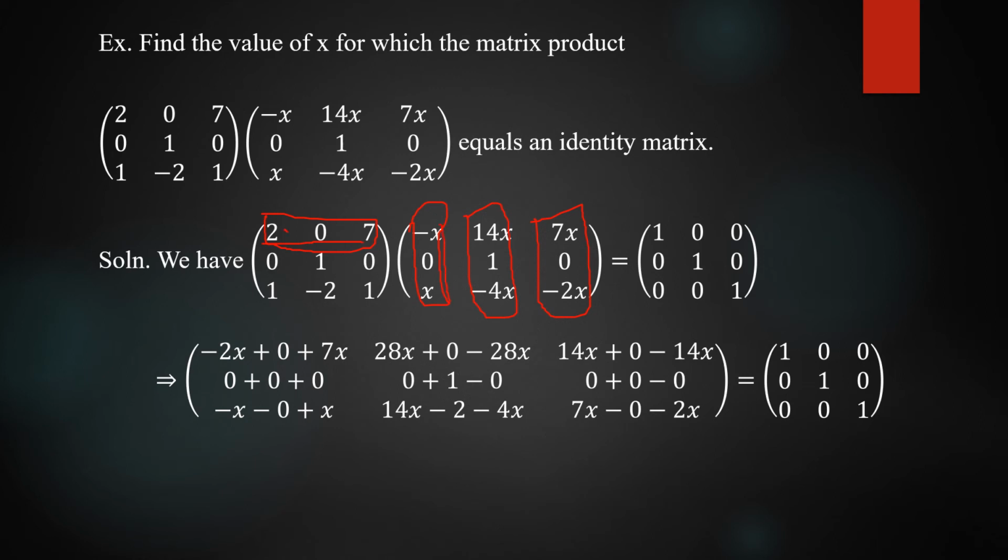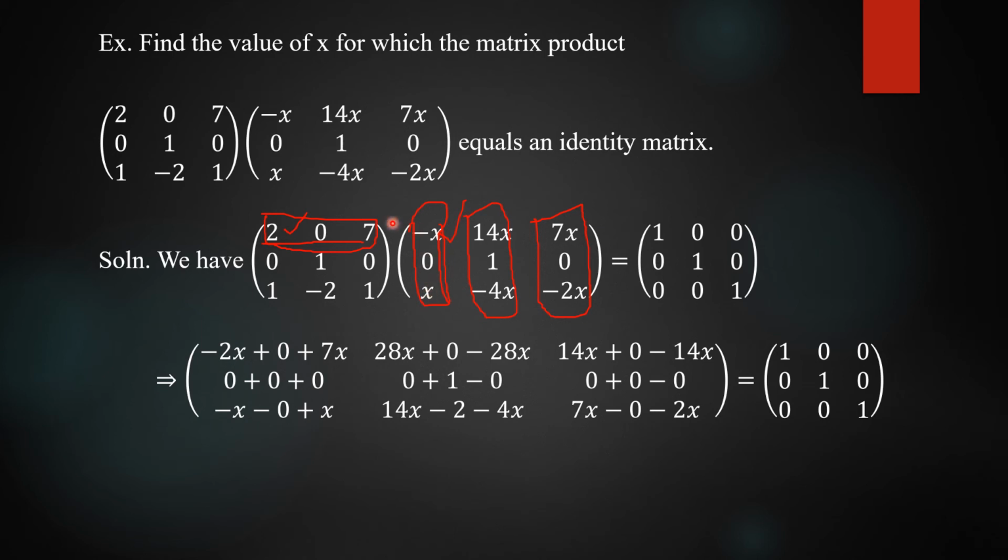So this 2 into minus x is minus 2x. So 2 into minus x is minus 2. Then proceed here, 0. Proceed below, 0. So 0 into 0 is 0. In the row you proceed to the right, in the column you proceed downwards. So 2 into minus x is minus 2x, then 0 into 0 is 0, then 7 into x is 7x. So first row multiplied in the first column is completed.